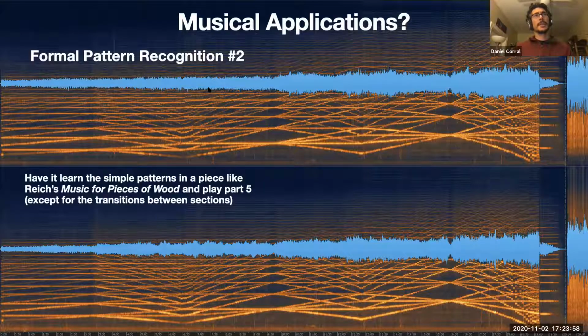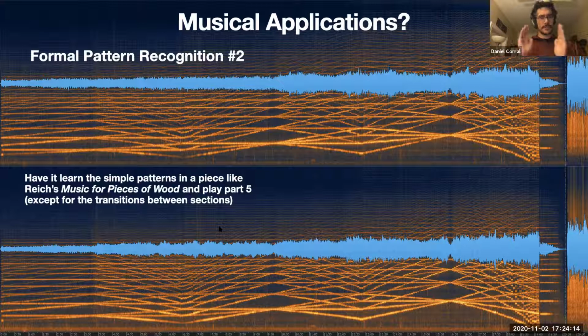Another version that came to mind for me is pattern recognition, such as maybe it can learn the simple patterns in something like Steve Reich's Music for Pieces of Wood and play whatever it interprets the fifth part to be. At least, except for when the transitions change, because those are probably hard to learn, but maybe within each section. So some of the hierarchical levels might be to perceive the pitch of one of the wood blocks or claves in that piece.